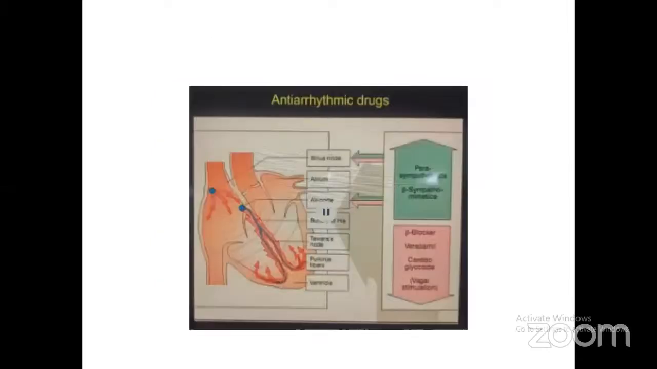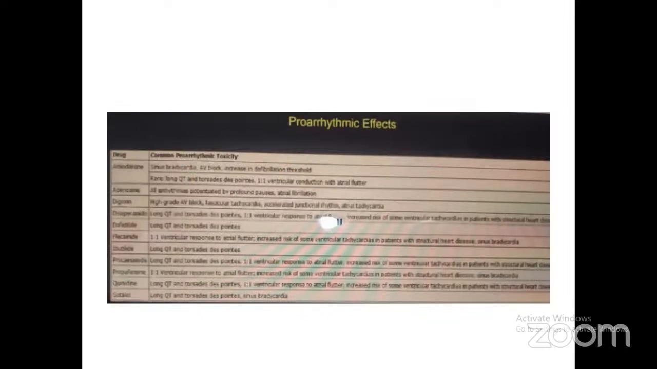Anti-arrhythmic drugs which act on SA node and AV node are beta blockers, verapamil, cardiac glycosides, and these drugs are either parasympathetics or beta sympathomimetics. Pro-arrhythmic effects. Most of the anti-arrhythmic drugs have some sort of pro-arrhythmic effects. Most of the times they prolong QT interval and predispose to torsades de pointes.